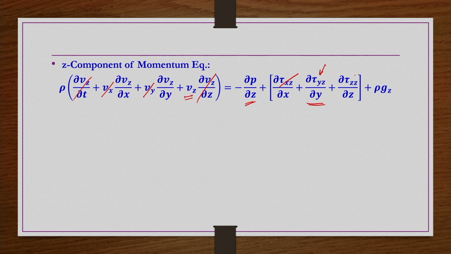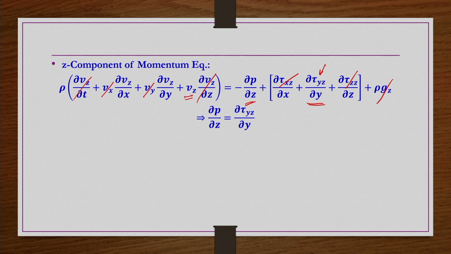Okay. This shear stress component is anyway 0, so we can cancel it out, and we are not taking gravity because of the horizontal geometry. So, on the left hand side all terms are negligible, so the left hand side is equal to 0. On the right hand side we have two terms remaining, dou p by dou z and dou tau yz by dou y. So, dou p by dou z is equal to dou tau yz by dou y, this is what we have.